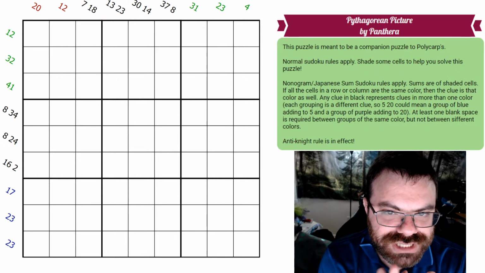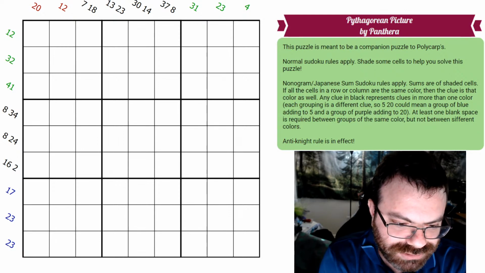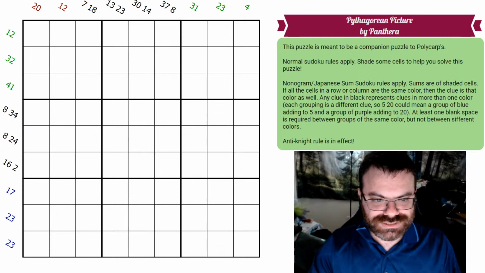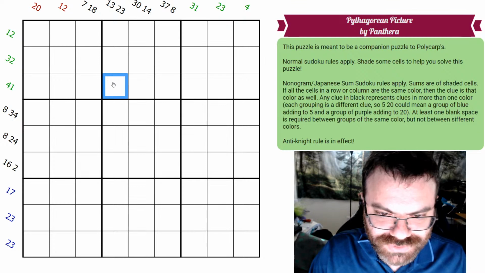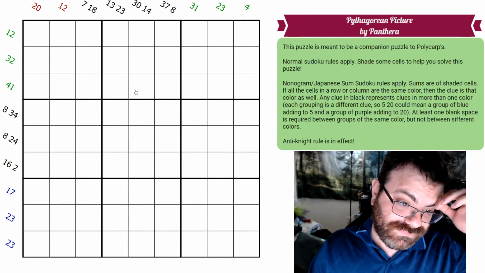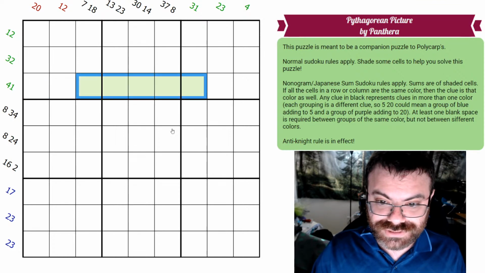So we've got green, red, and blue, it looks like. Panthera is just going nuts with these multicolored Japanese sums. 41 is missing 4, so that can at most be missing 2. So we need to shade all of these green.